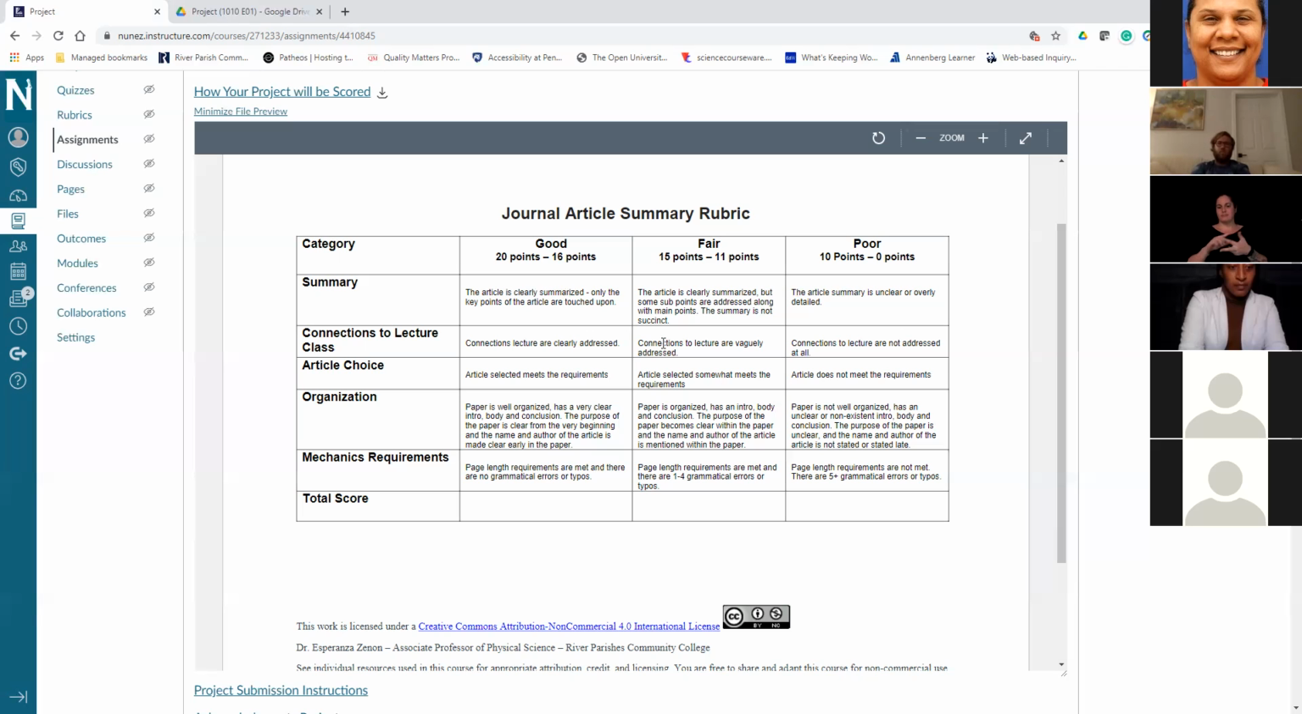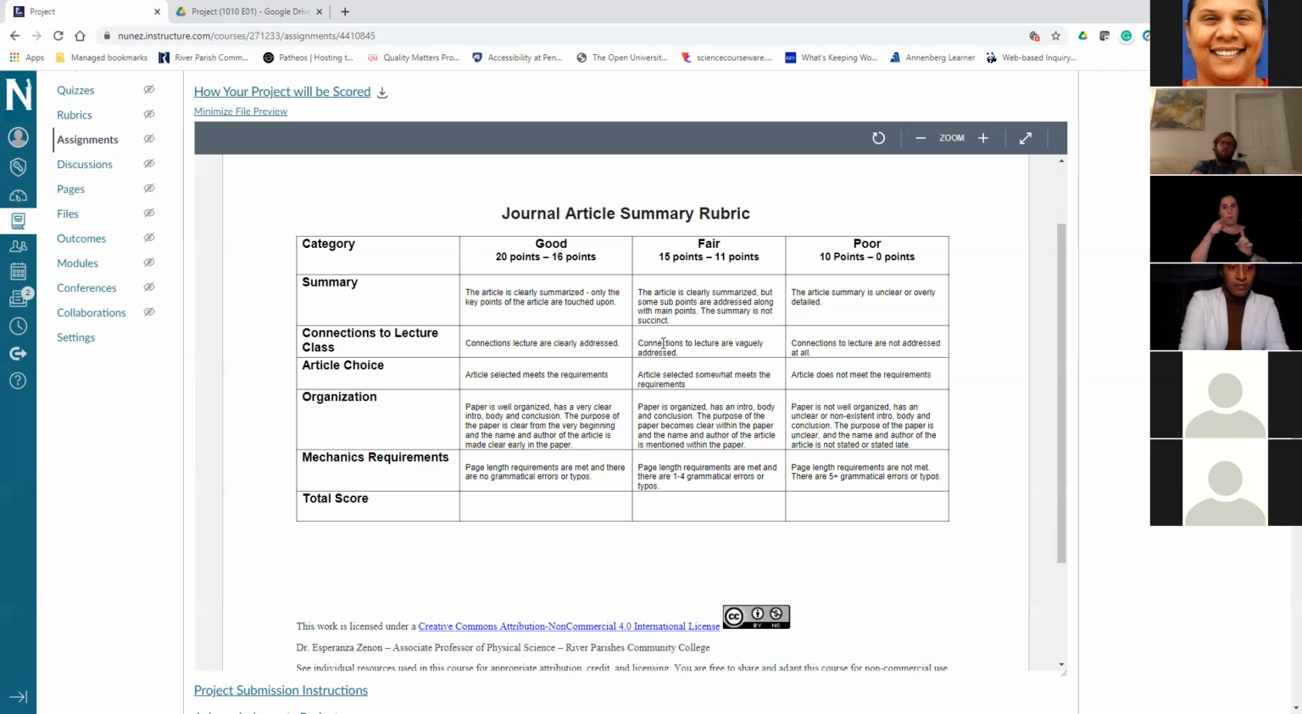And you won't have any issue with this. It says the purpose of the paper is clear from the very beginning, and the name and author of the article is made clear early in the paper. Well, that's in your first sentence. So you took care of that already, right? If you make sure your first sentence is correct. If it's not, then I'm going to deduct points, okay?